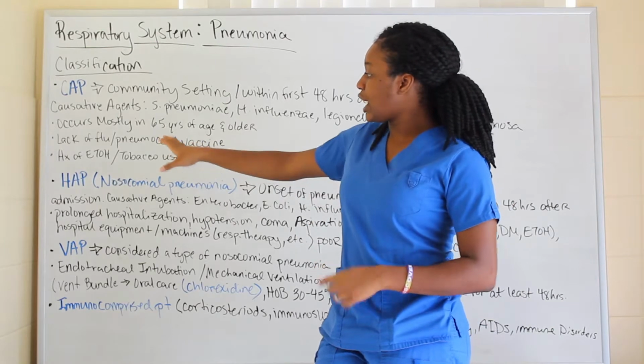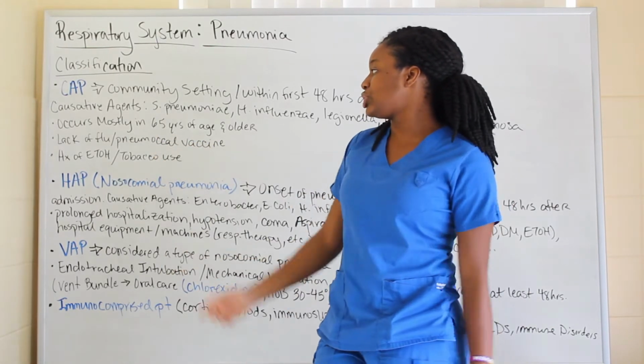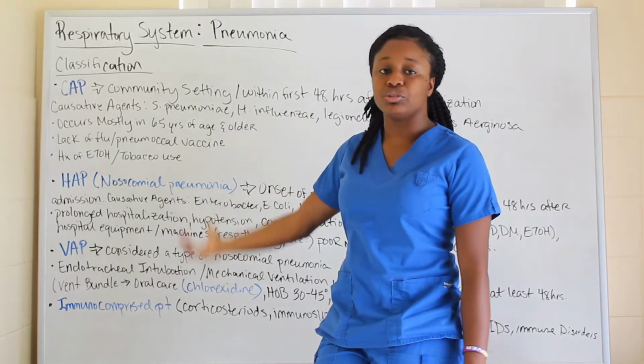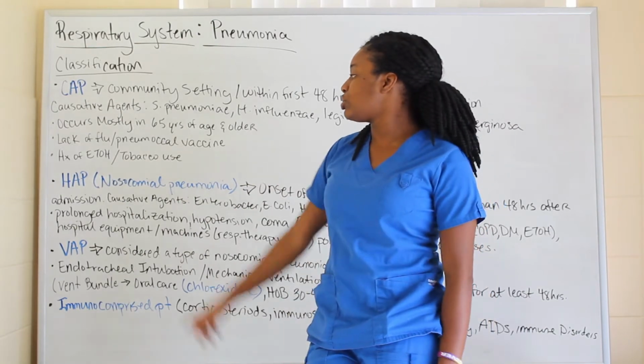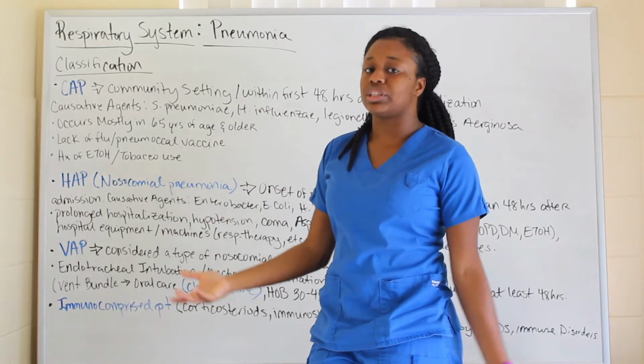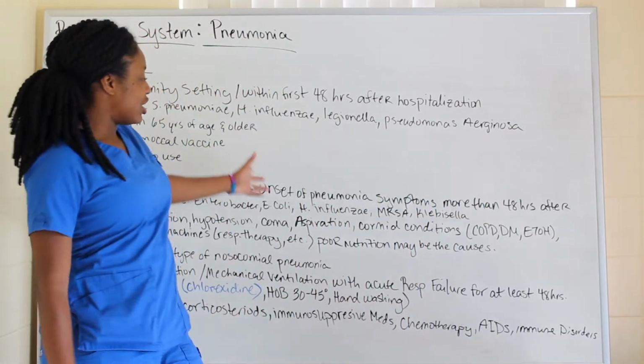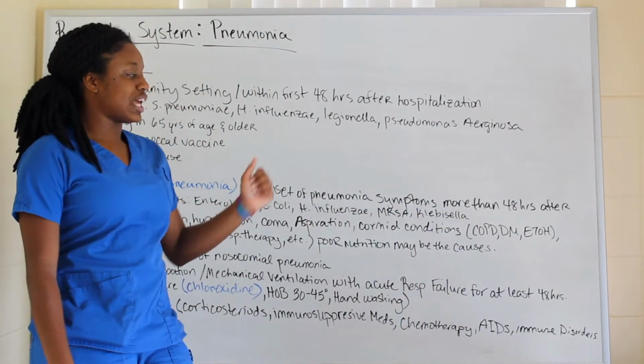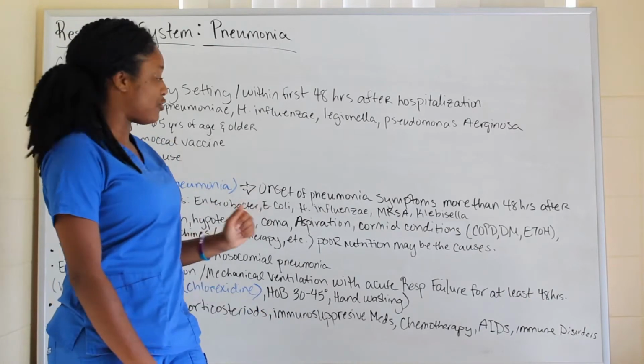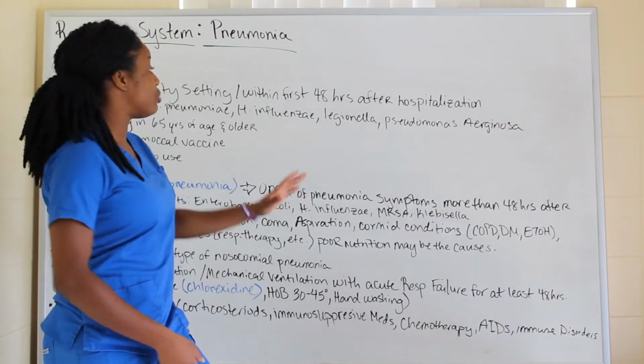So you have your HAP, which is also known as nosocomial pneumonia. All right, so anytime you hear the word nosocomial or hospital, we're talking about the same thing. Also, the onset of pneumonia symptoms is more than 48 hours after admission. All right, so big difference.